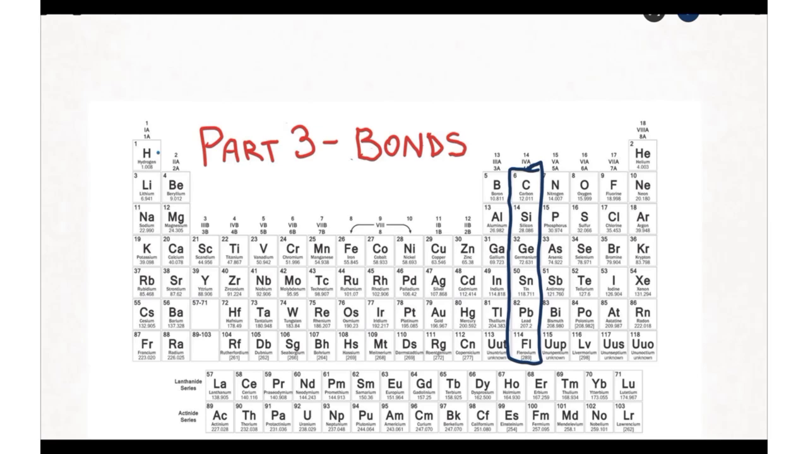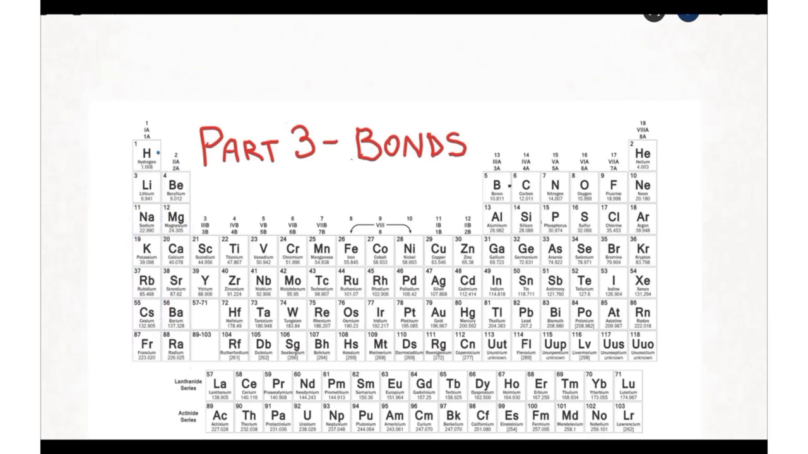Over here on the left, everything in the first column is going to lose 1 electron and have a positive 1 charge. Everything in column 2 is going to lose 2 electrons and have a 2 positive charge. And that's when they turn into ions, though. Normally, they don't have any charge, but it's the ionic form when they gain or lose electrons and turn into an element that has a charge to it.